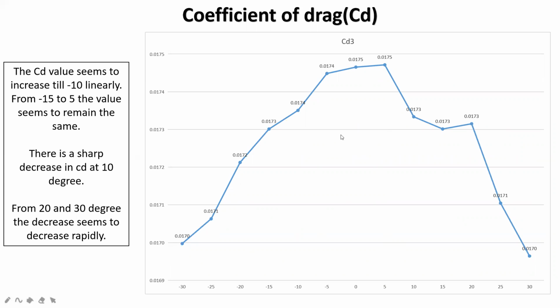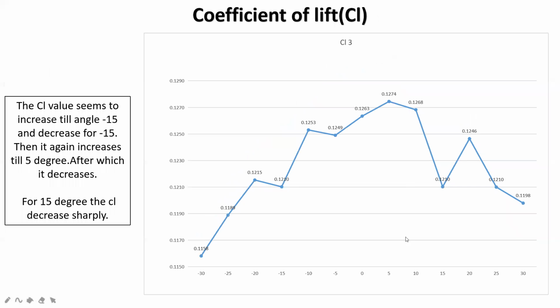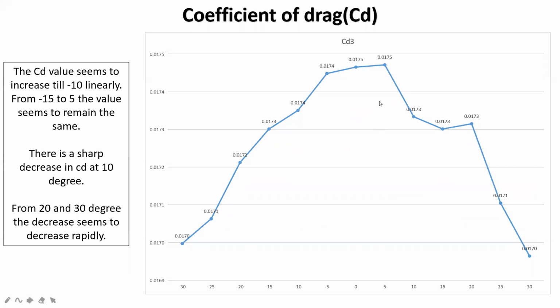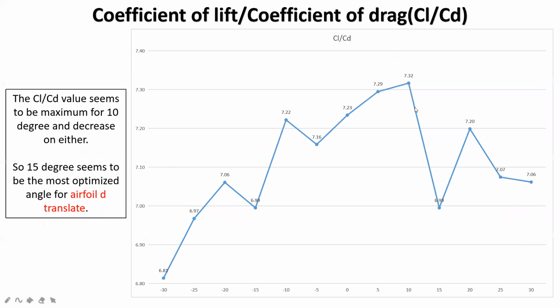From the drag plot we can see that it increases till minus 5, then it almost remains the same for these three values, minus 5, 0 and 5. Then there is a decrease in drag at 10 degree. So previously we said that for maximum CL, we would choose between these 3 points, which is 0, 5 and 10 degree. And now we're looking that at 10 degree, the drag is very low compared to 0 and 5. So if I have to choose between these 3 points, I would choose 10 degree sweep angle.